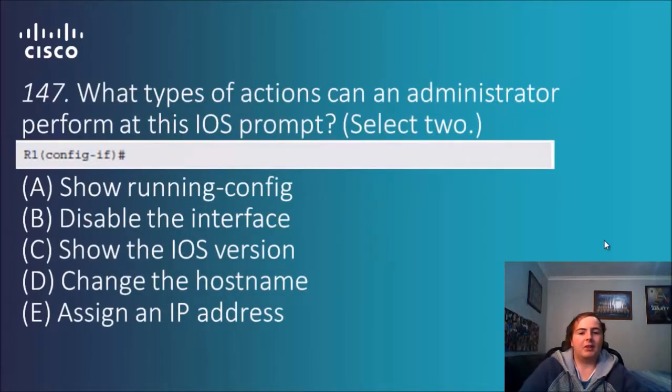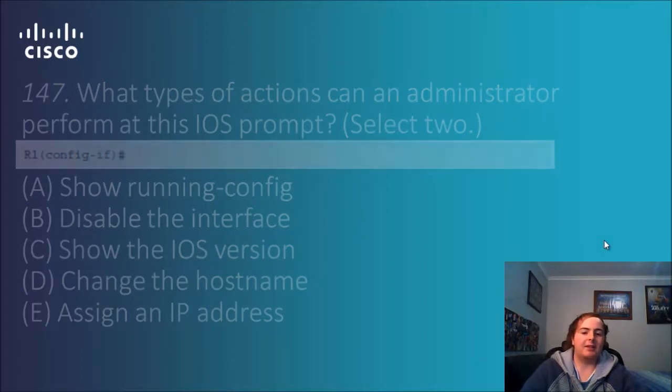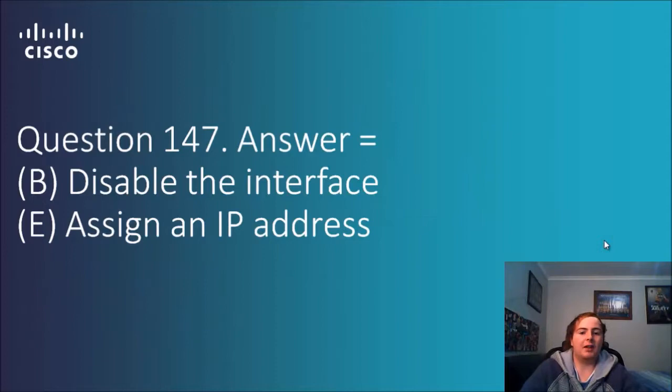So that would leave the final two, disable the interface and assign the IP address. So disabling the interface, you can do shutdown. No shutdown would enable the interface. And assigning the IP address, you can type in basically ip address straight from the top, and also the subnet mask on the end, and then those are some of the things you can do in that command area.